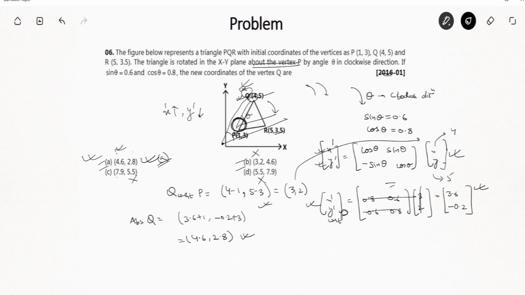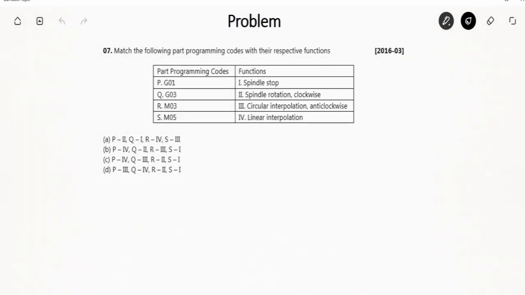Now moving to the next question. This is a GATE question from the year 2016. It is about part programming codes. These are G codes, and they have written about functions, what functions are being performed through these G codes. So see, G01 is basically for point to point interpolation. So this is P is for 4.